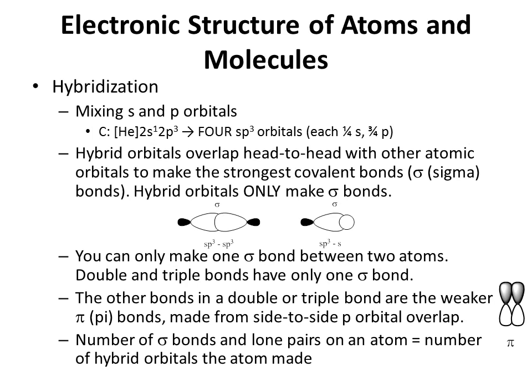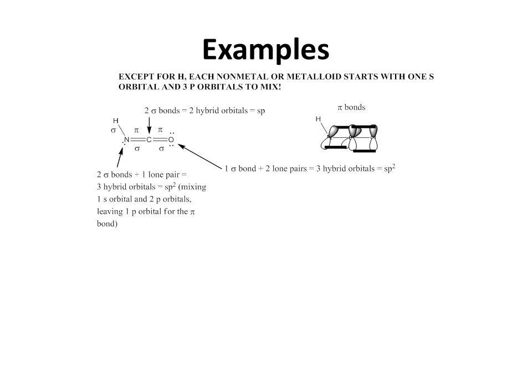Now, when you're trying to figure out how many hybrid orbitals you have, figure out the hybridization: the number of sigma bonds and lone pairs on an atom equal the number of hybrid orbitals that that atom had to make. So let's see some examples. To start with, except for hydrogen, which is a pure s orbital, each nonmetal or metalloid starts with one s orbital and 3 p orbitals that it can mix. So that's your standard starting set.